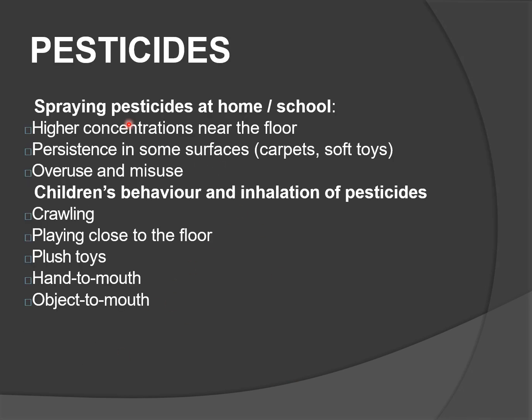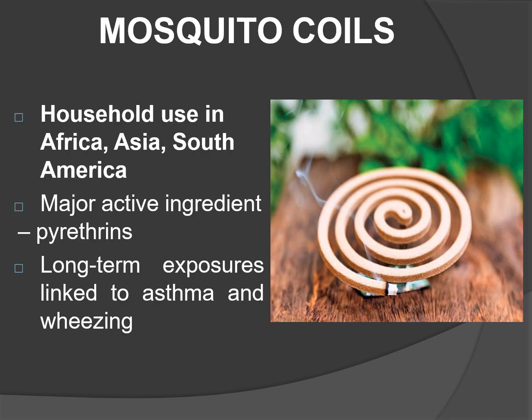Then pesticides also. Spraying pesticides at home or at school leads to higher concentration near the floor, and persistence on some surfaces, including carpets and soft toys. There is overuse and misuse. Children's behavior affects inhalation of pesticides: crawling, playing close to the floor, plush toys, hand to mouth, object to mouth. Then mosquito coils also. Household use is common in Africa, Asia, South America. The major active ingredient is pyrethrins. Long-term exposure is linked to asthma and wheezing.